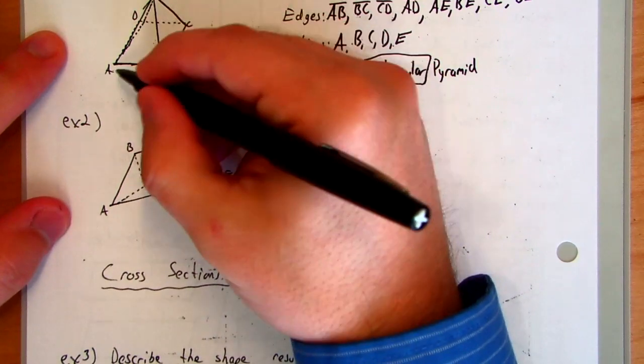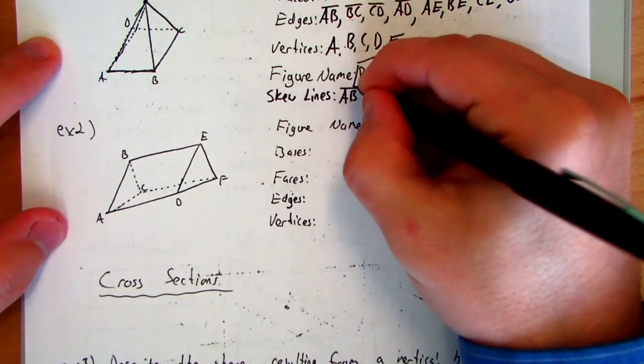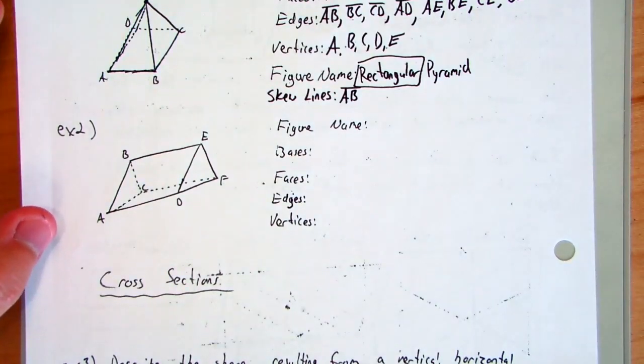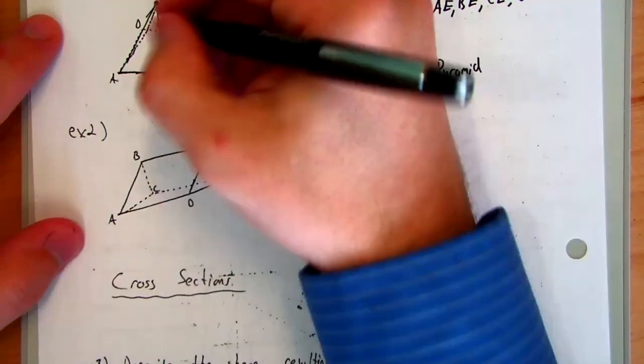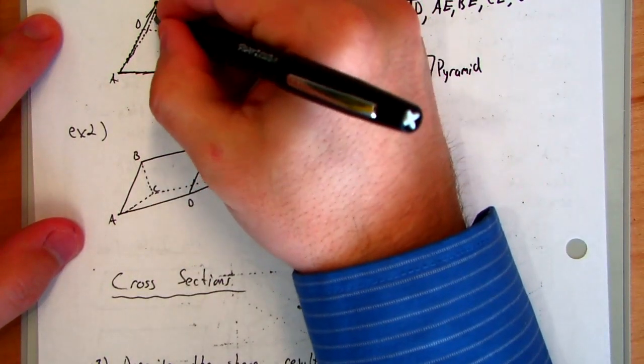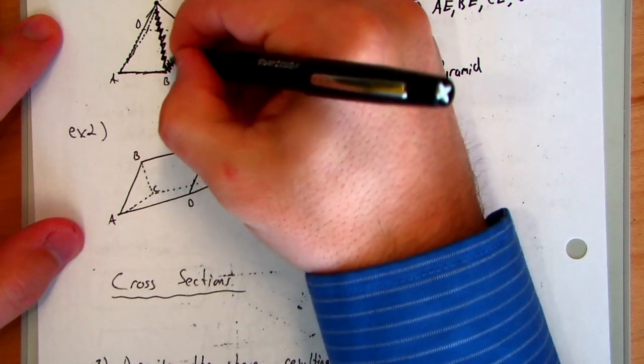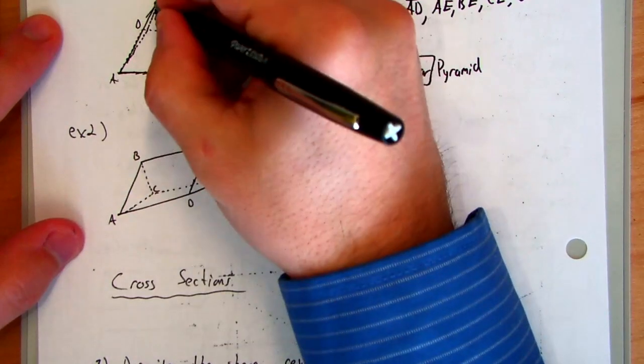So what I want to do is I want to pick a line that it's not going to intersect with, which this line it intersects with, so we don't want that one. This line it intersects with, so we don't want that one. This line it intersects with, so we don't want that one. And this line it intersects with, so we don't want that one.